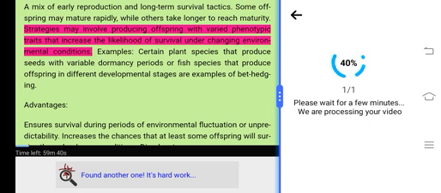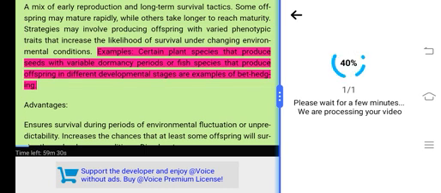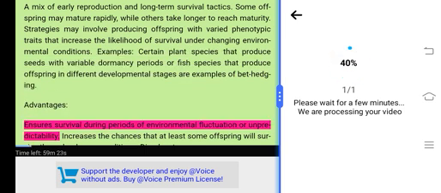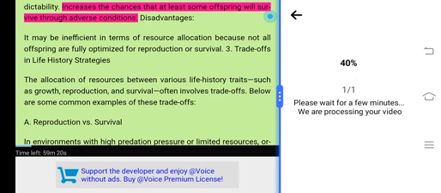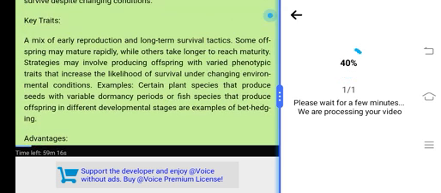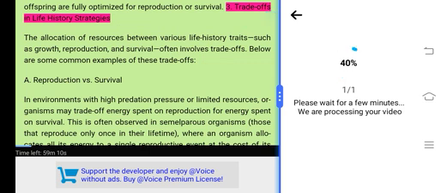They involve producing offspring with varied phenotypic traits that increase the likelihood of survival under changing environmental conditions. Examples: certain plant species that produce seeds with variable dormancy periods, or fish species that produce offspring in different developmental stages, are examples of bet hedging. Advantages. Ensure survival during periods of environmental fluctuation or unpredictability. Increases the chances that at least some offspring will survive through adverse conditions. Disadvantages. It may be inefficient in terms of resource allocation because not all offspring are fully optimized for reproduction or survival.